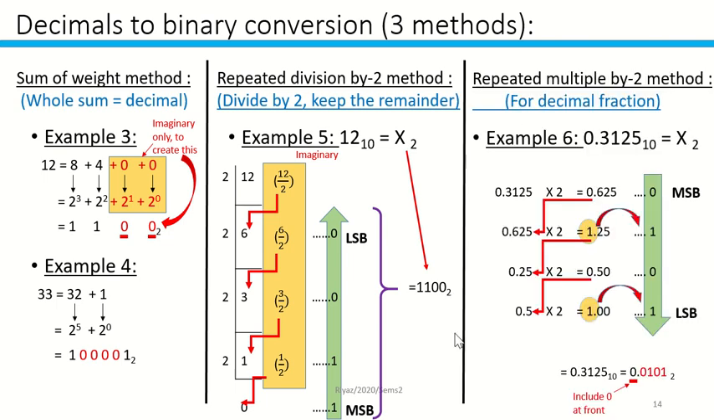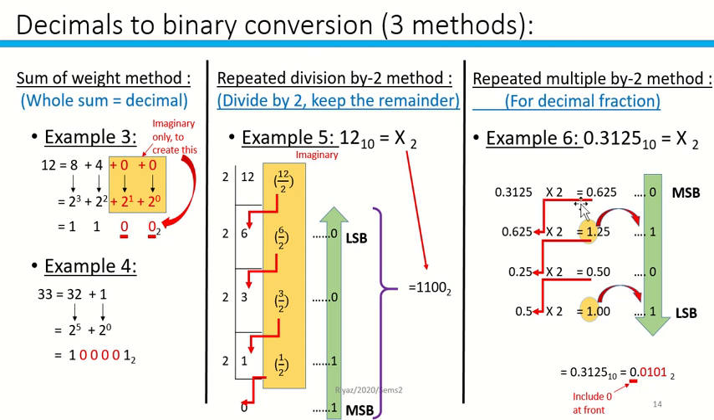The third method is the repeated multiply by 2 method. This one is more for decimal fractions. So let's say you have 0.3125 to the base of 10, and you have to find the equivalent binary number.